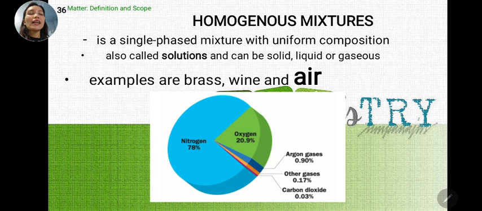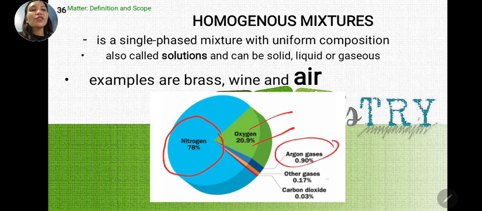At yung air, akala natin yung air na binibreathe natin is just oxygen, kasi oxygen lang naman yung kailangan natin. Pero, yun pala, yung pinakamalaking composition ng air is nitrogen with 78%. Yung oxygen natin sa air is only 20.9% at meron pa siyang iba't ibang gases na present. So, merong argon, merong carbon dioxide, at iba pa. Okay, so that is an example of a homogeneous mixture.